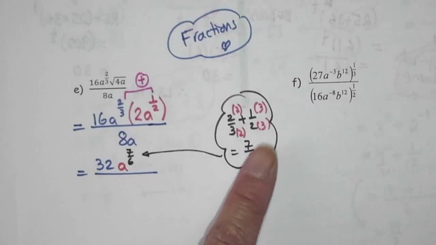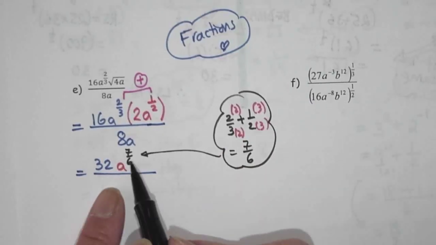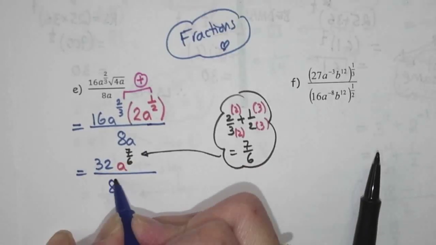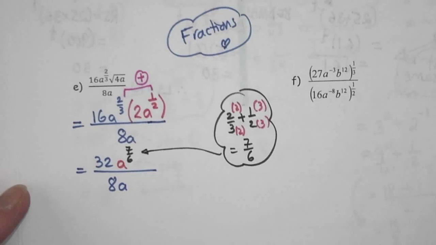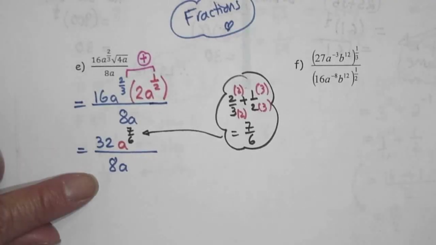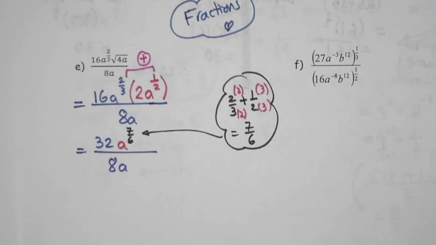Okay, and again, you don't have to show me this bubble. That's my bubble of knowledge. That's your brain doing it on the side, right? On the rough paper, put the 7/6. I'll look for that. And I still have 8A on the bottom. Haven't done anything there. So I always clean up the top as much as I can, then the bottom. And then now I can't do anything more in the numerator. Denominator is already set.